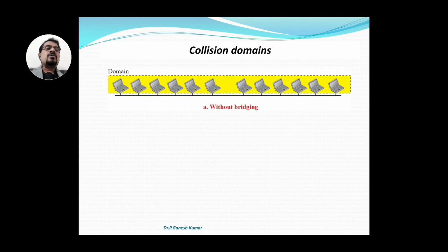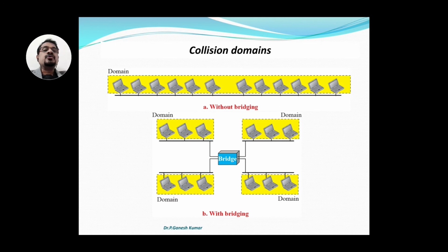Next is the collision domain: identifying the collision domain and separating it. This is where we can increase the speeds. Without bridging, there is one huge collision domain. If you split it into 4 sections, each section will have its own devices, and then one section can send to the second in parallel while the third section sends data to the fourth. Likewise, we can increase the speed by splitting into multiple collision domains.